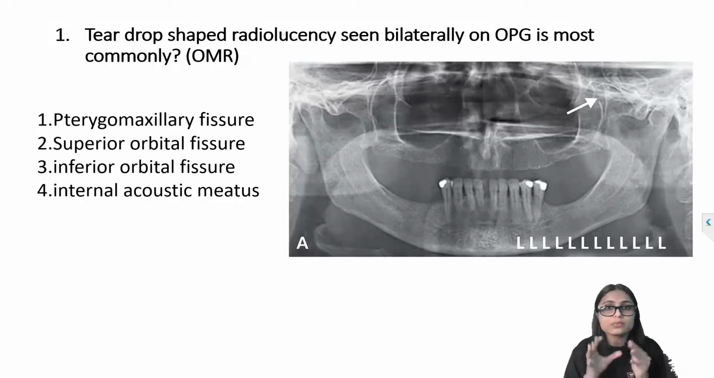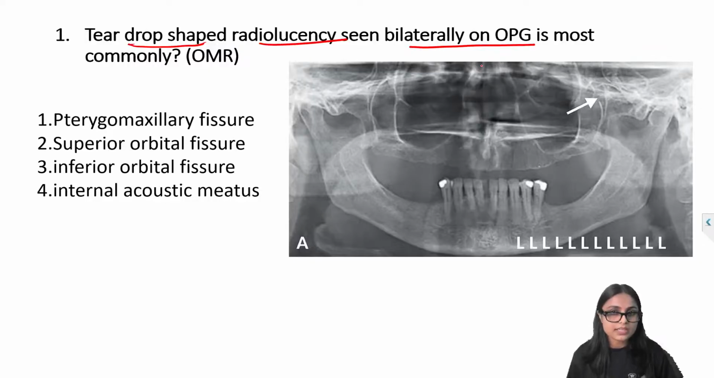Now, I would first tell you a very important point: the landmark based questions that you get in your exams, like landmarks in IOPAs, landmarks in OPGs, or CBCT views or slices to identify, carry most of the scoring potential. If you know these landmark based questions, you can easily fetch good marks. So here the first question is: this teardrop shaped radiolucency seen bilaterally on OPG is most commonly.